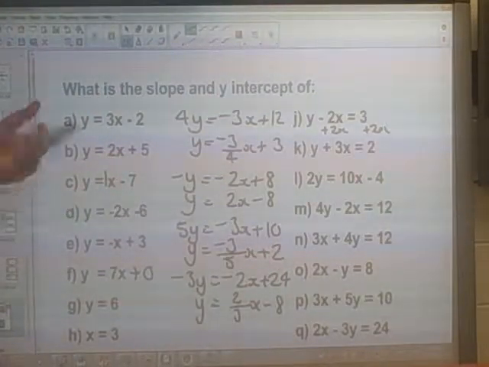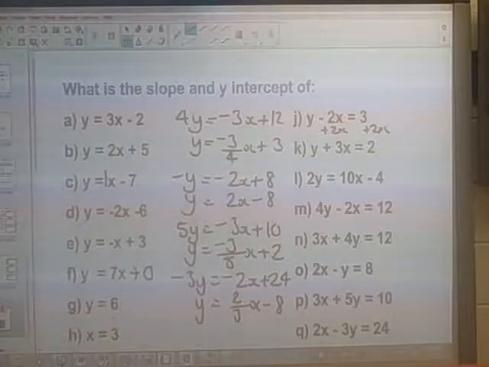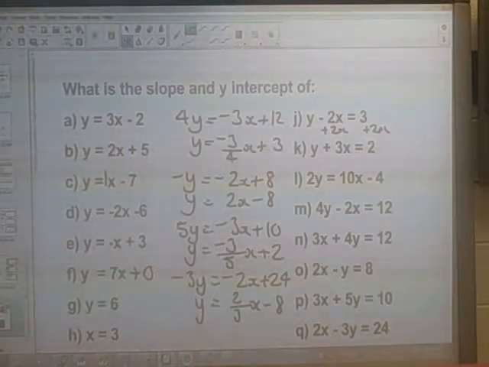So being able to solve a literal equation is very important for you, so you can actually answer questions like this of what is the slope and what is the y-intercept of an equation.